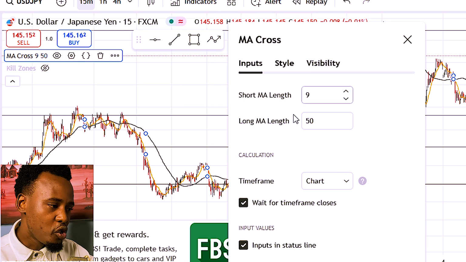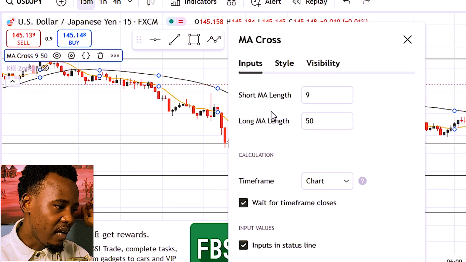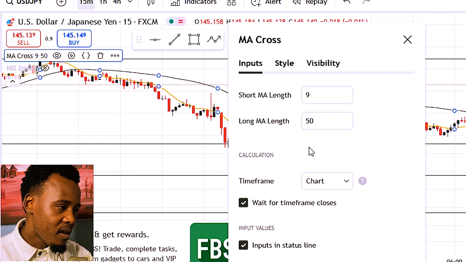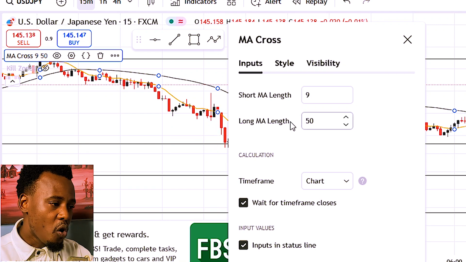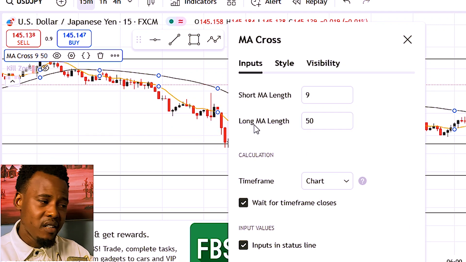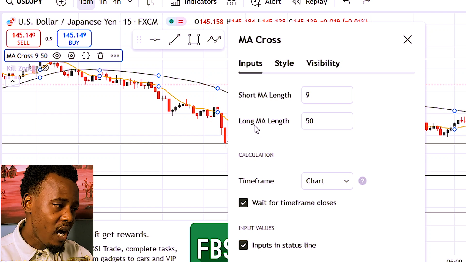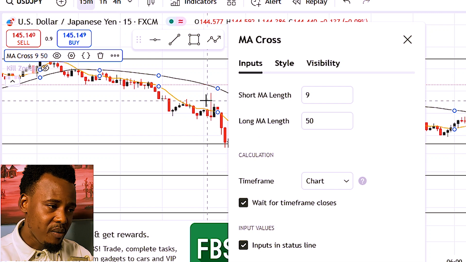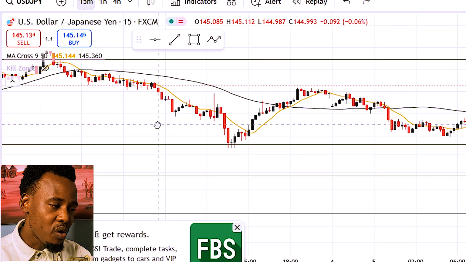As you can see, my short, which is my yellow line right here, I put it at 9. The black line you are seeing there is my long. Long means buy, while short means sell. My buy moving average, I set it at 50. And that is why it shows me when to enter.